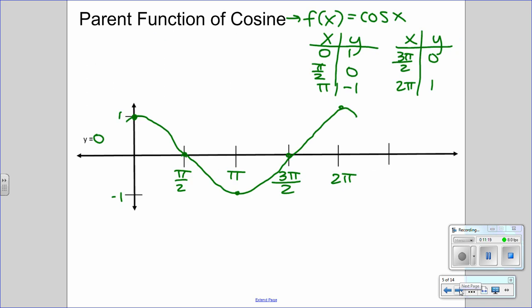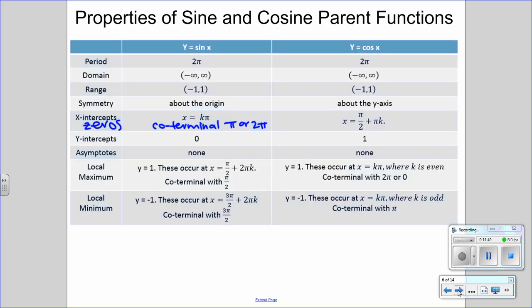Again, you can do the same thing with cosine. So my maximums are at 0 and 2 pi, so anything coterminal with these will be maximums. Minimum is at pi, so again, anything coterminal with pi will be a minimum. And then pi over 2 and 3 pi over 2 are your zeros, so anything coterminal with those will be a 0. But make sure you are familiar with these characteristics in one way or the other, whether from this chart or from looking at the graphs.